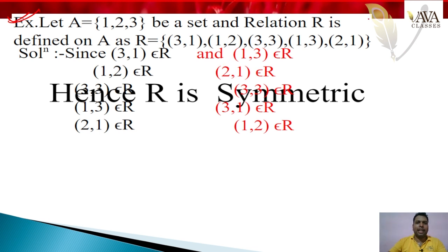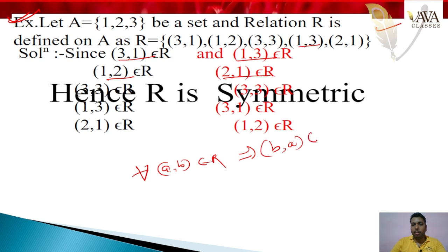Now, you can see that the relation is symmetric. Since (3,1) belongs to R, that implies (1,3) belongs to R. (1,2) belongs to R, (2,1) belongs to R; (1,3) belongs to R, (3,1) belongs to R. So the relation is symmetric: for all (a,b) belonging to R, that implies (b,a) belongs to R.